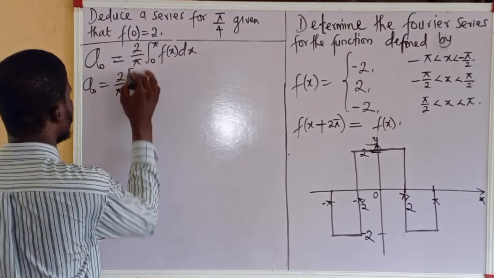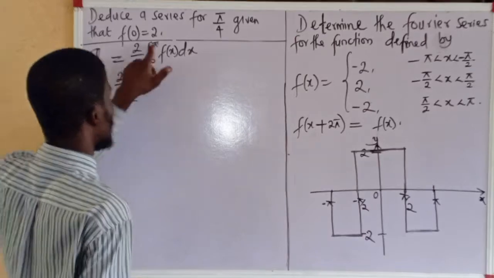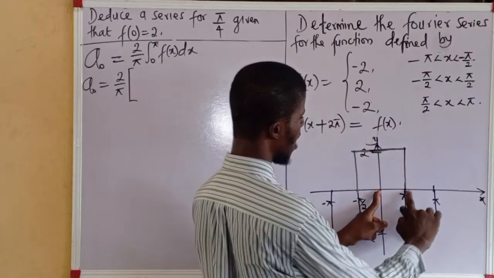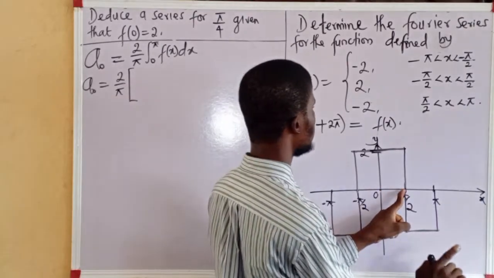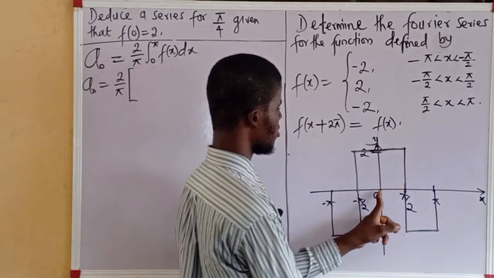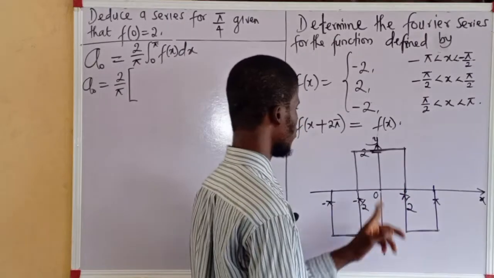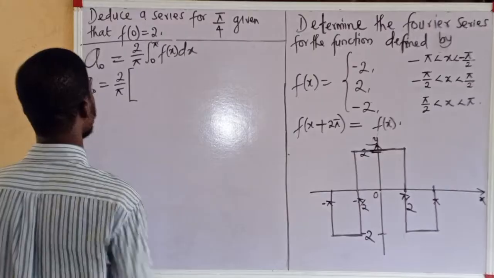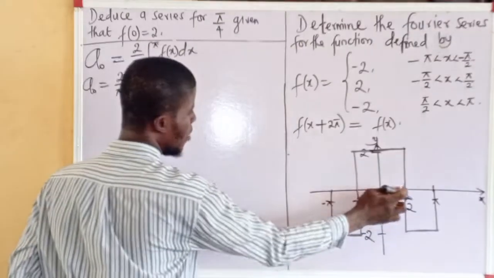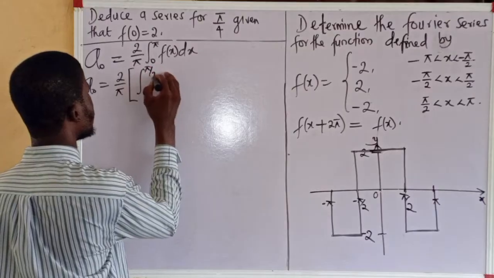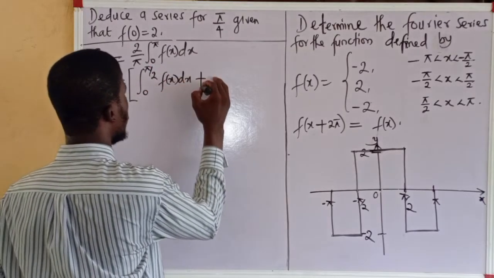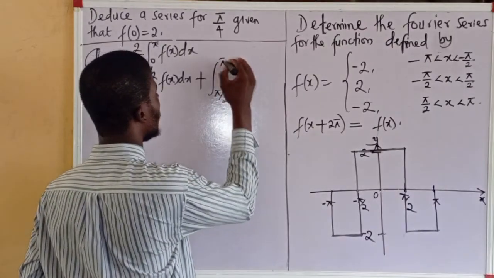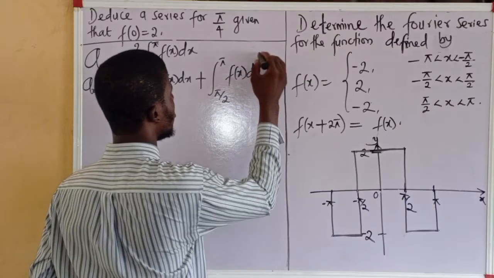This is 2 over pi. Since the integral is from 0 to pi, we can take from 0 to pi over 2 first, then from pi over 2 to pi. In as much as it is still from 0 to pi, it's still complete. So A naught is equal to the integral from 0 to pi over 2 of f of x dx plus the integral from pi over 2 to pi of f of x dx.